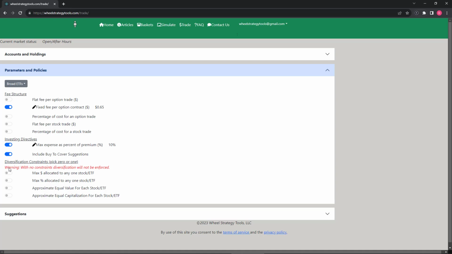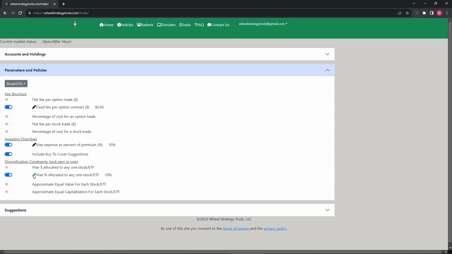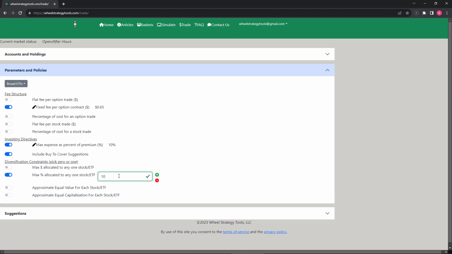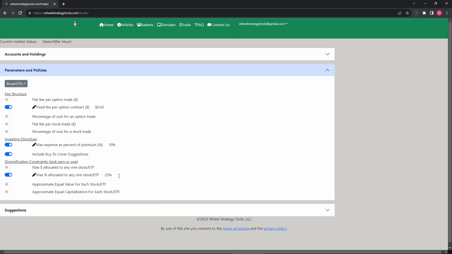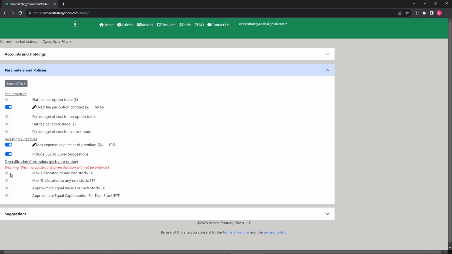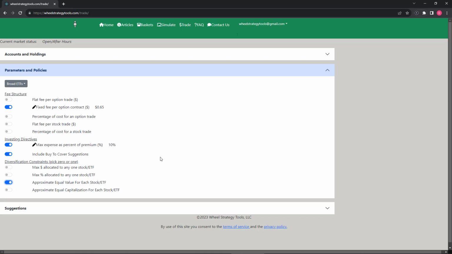The next option is to set a maximum percentage of your portfolio that you'd invest in any one stock or ETF. Since you're specifying a percentage number, it will automatically scale as your overall portfolio value changes. The third option is to maintain an approximately equal value for each stock or ETF. This is similar in some ways to the percentage value diversification constraint, but it does the math for you.